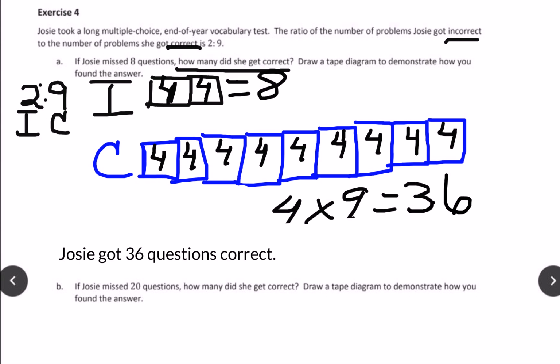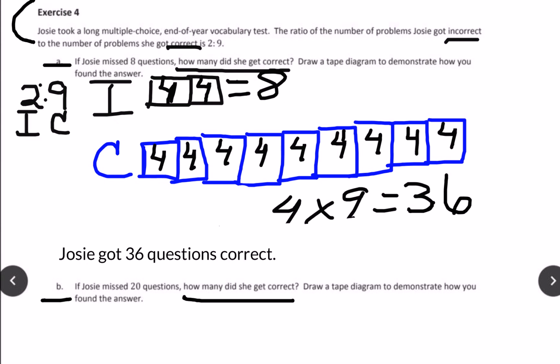Moving down now to part B, if Josie missed 20 questions, how many did she get correct? Draw a tape diagram to demonstrate how you found the answer. Again, we need to remember the question they're asking us to find is once again how many she got correct. If she missed 20 questions, that means those were incorrect. What we would do is take our tape diagram that we've already drawn, because if you notice, B is the same as A, and it's all part of this scenario. So the ratio ends up being the same ratio.